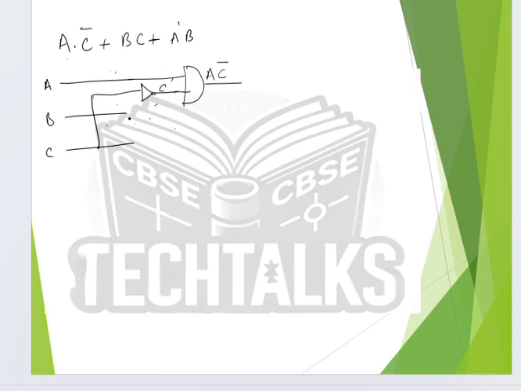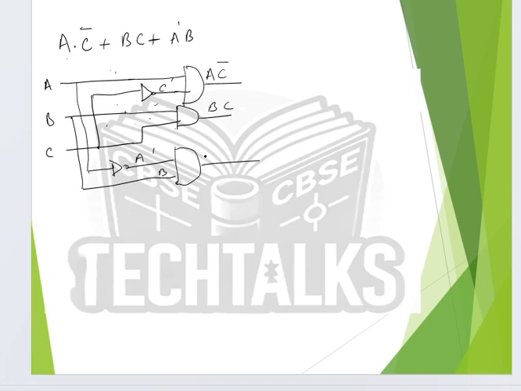The next one is B and C. So B, and we are making it this way, C. So this is BC. The third one is A complement B. So I need to bring A, and then I need to take the complement of A. So this is A complement. Then it is B. So B needs to be brought here. So this is again having an OR gate. So it is A complement B.